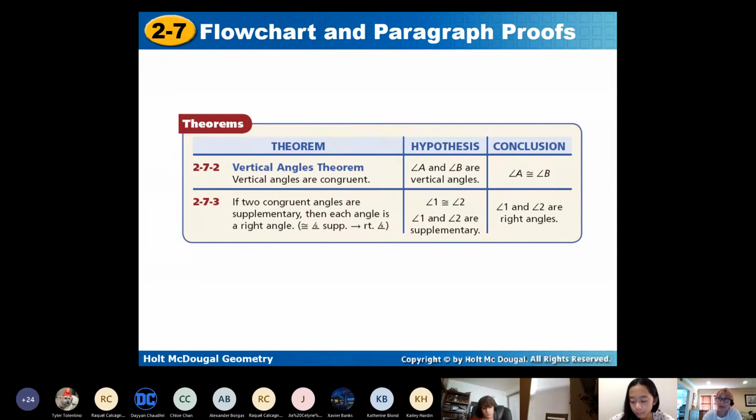This 2.7.3 is really handy. If two congruent angles are supplementary, then each angle is a right angle. That's the only way it will happen. So you can see, you can abbreviate it: congruent angles, supplementary, implies right angles. It's the only way two angles that are the same can equal 180. They have to be 90 degrees each, which forces them to be right angles.